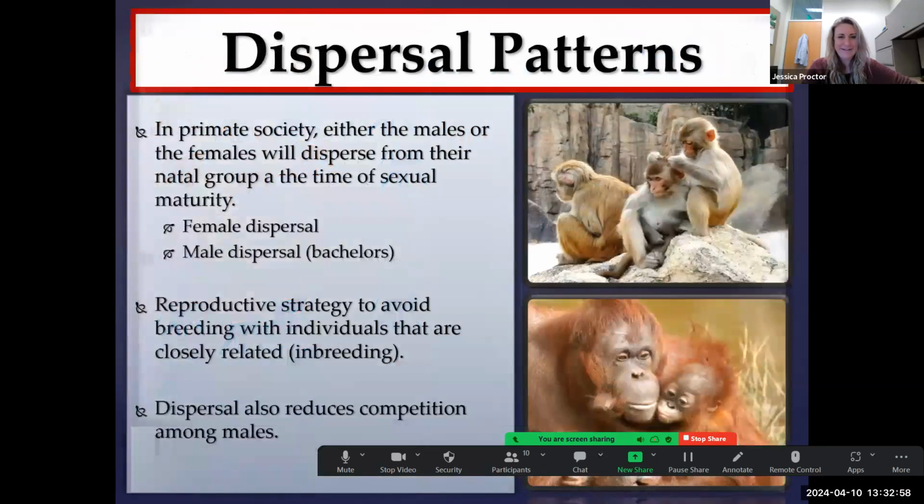Nothing? Okay. All right, let's talk about dispersal. You've heard me use the term natal group or home group. Just think of natal group as the group that primate was born into. In most primate societies, in the vast majority of them, either the males or the females will disperse or leave their natal group at time of sexual maturity. The reason for that is it's a reproductive strategy to avoid incest. If all the females leave the natal group and go to another one, that means it's very unlikely that they will breed with a brother or a cousin, right? And same thing, if it's a male dispersal, if all the males, all the bachelors leave the natal group at time of sexual maturity, then it's very unlikely that they'll end up breeding with a sister, an aunt, or a cousin, right?